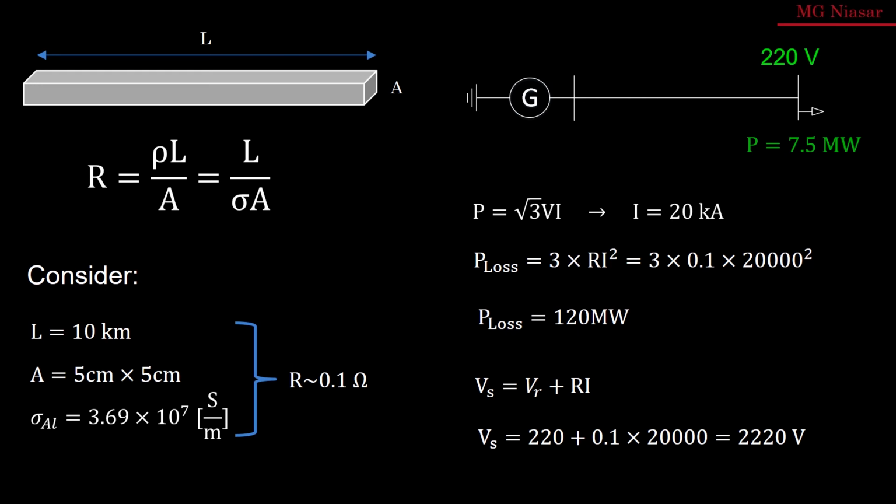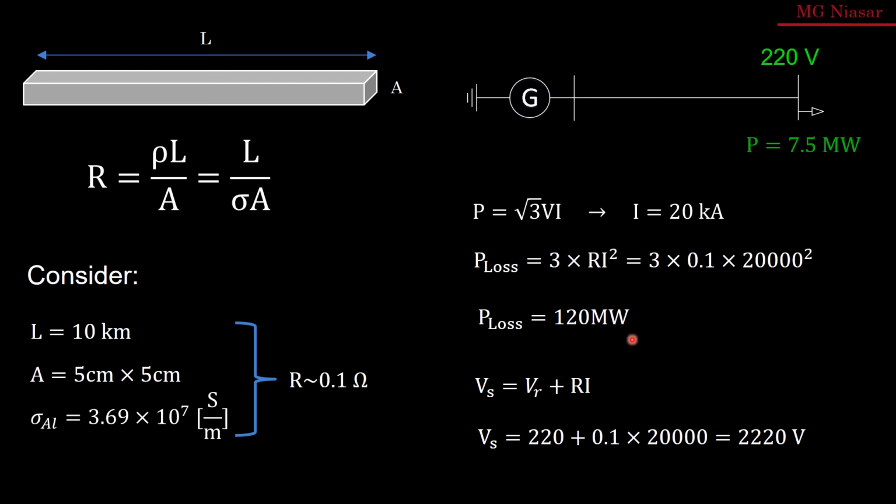Now, if we calculate the current through the conductor, we know how much power we want to transfer. It's 7.5 megawatts. We know the voltage, which is 220 volts. The line voltage is 220 volts. So the line current would be 20 kiloamps. If we calculate the loss through this transmission line, we have 3 R I squared, do the calculation, and we get 120 megawatts of loss. So in order to deliver 7.5 megawatts, we actually lose 120 megawatts in the transmission line, which is obviously not acceptable at all.